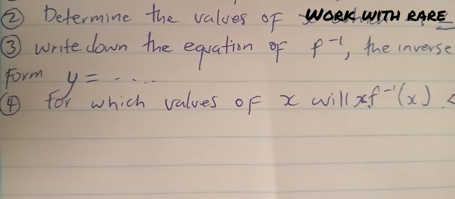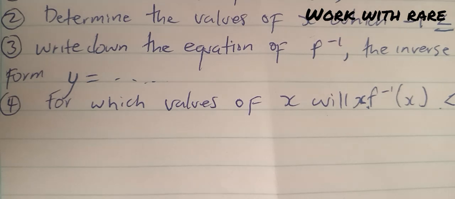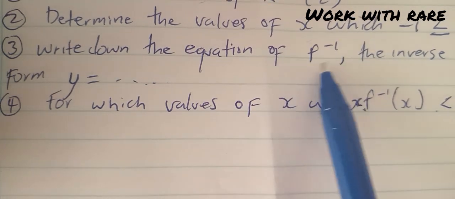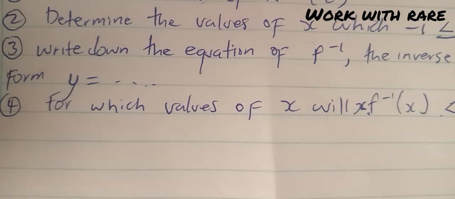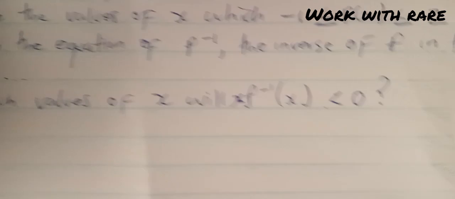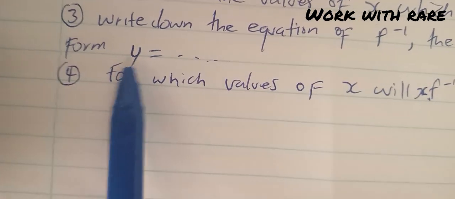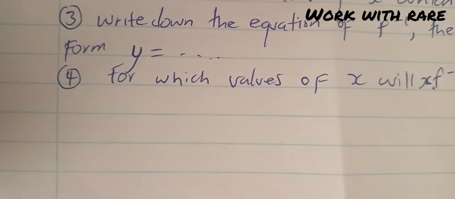Number 3 says, write down the equation of f to the exponent negative 1. This is the inverse. I didn't say the inverse, I said to the exponent negative 1, for those who didn't know. As soon as f of x is written like this, it means it is the inverse, not the original function. They made it clear and said the inverse of f in this form, which means our final answer we should leave in this form. The question is, do you know how to find the inverse?